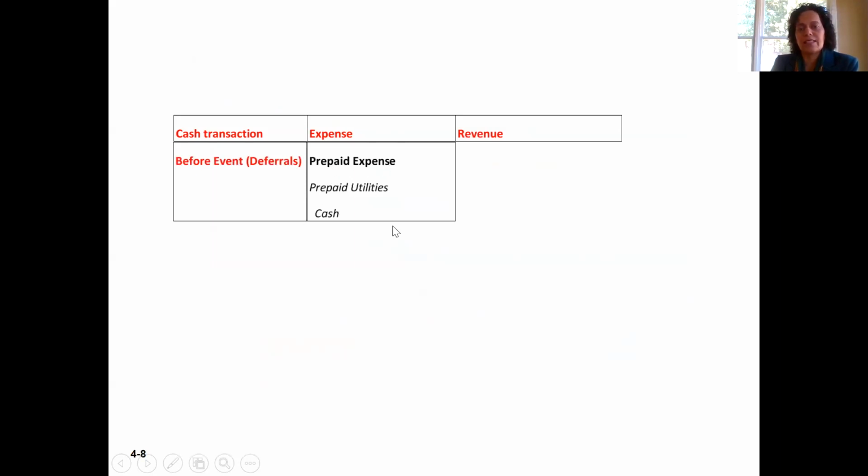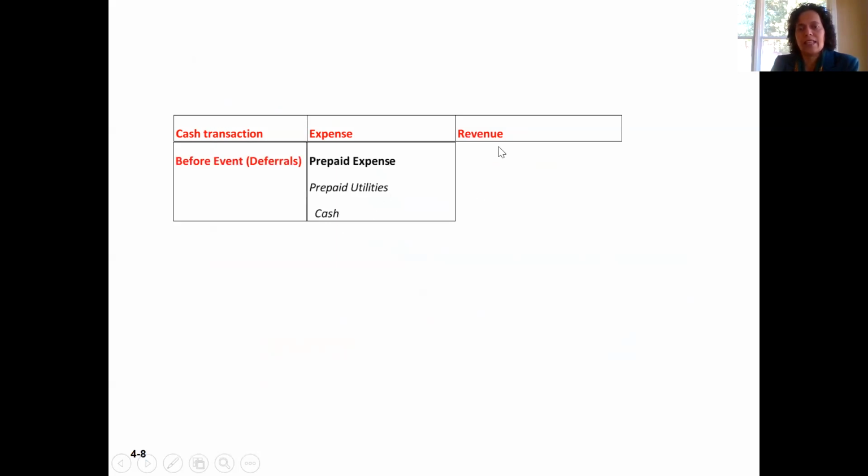So let's take an example now. I start a business and I sign a contract with Verizon. Verizon tells me that since I'm a new business, I have to prepay for this particular service. So when I pay ahead of time, I'll call it prepaid utilities debit and cash credit.